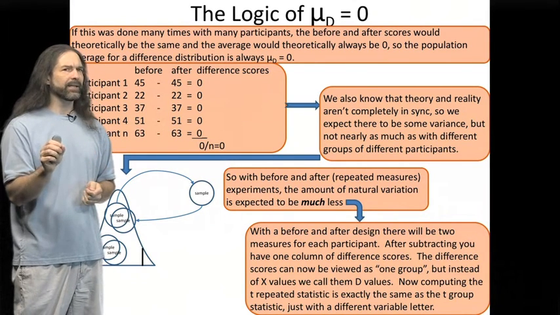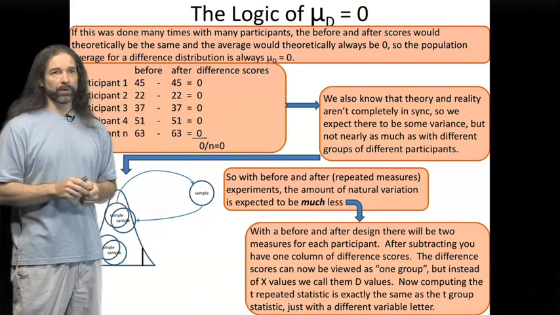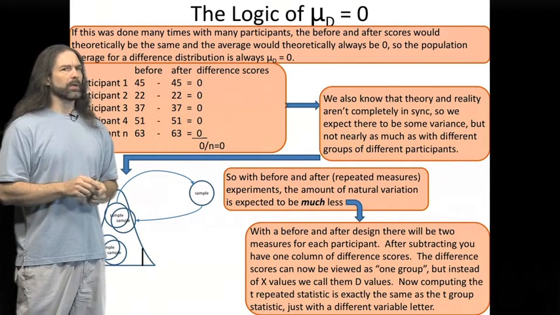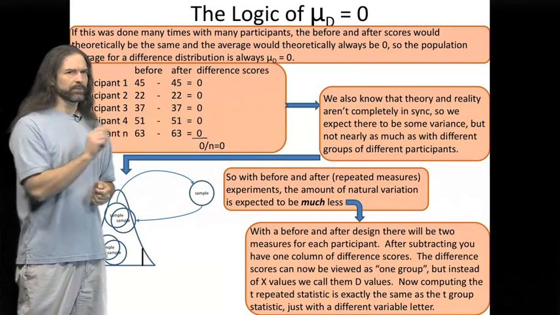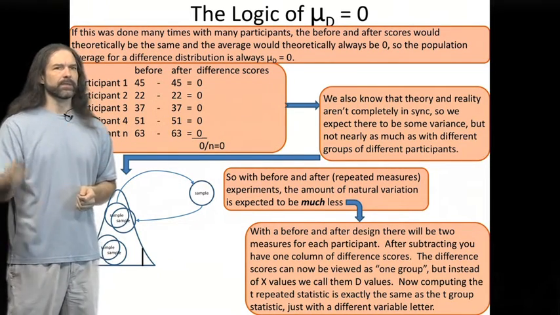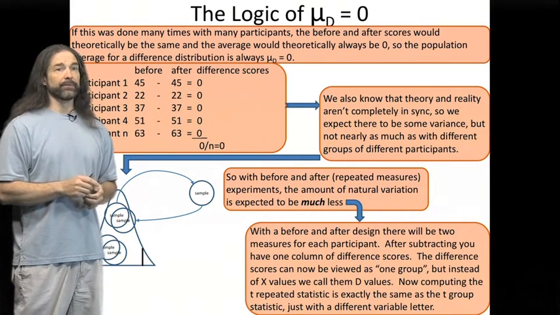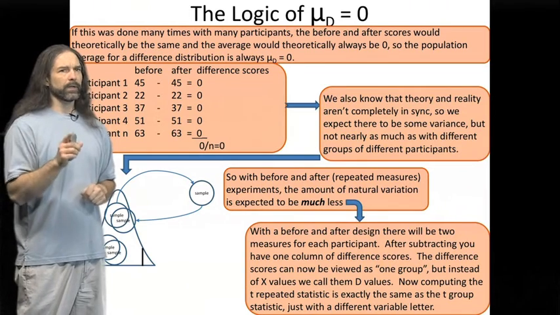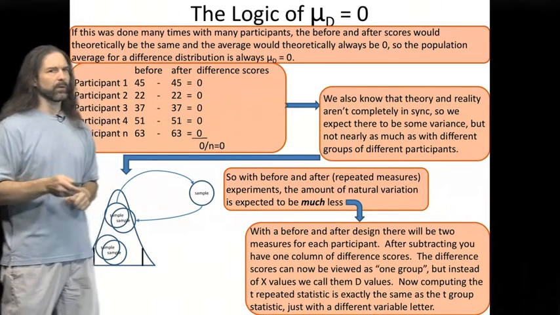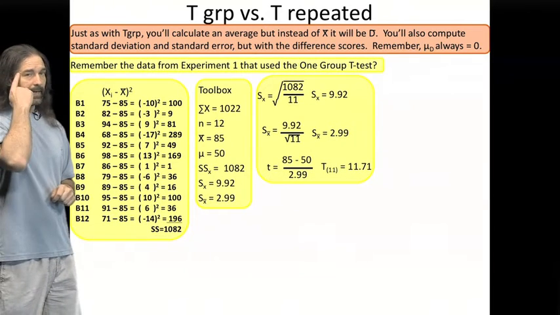That's why I added that video, even though some textbooks do not have the one group t-test, because I want you to see the progression. The one group z-test looks just like the one group t-test. The one group t-test is identical to the repeated measures t-test. The only difference is that instead of using the x variable, we're going to end up using a d variable, and we have to take one additional step to get there. So let's look at how that plays out.